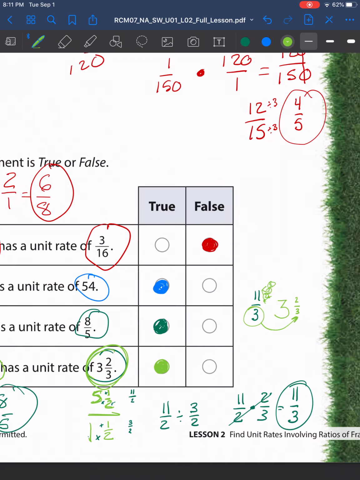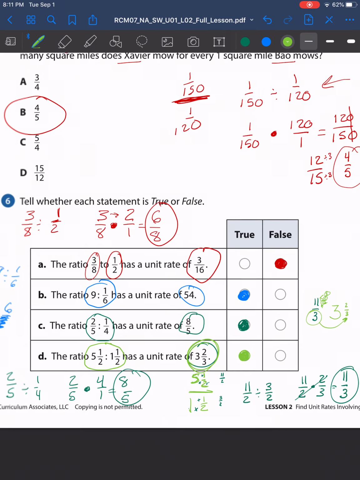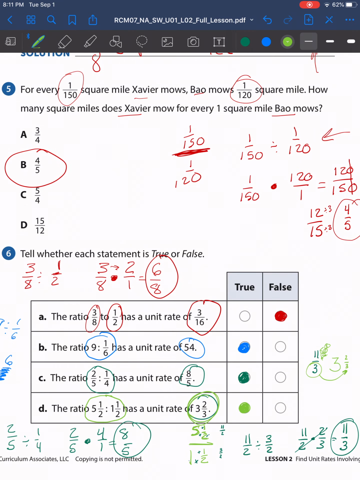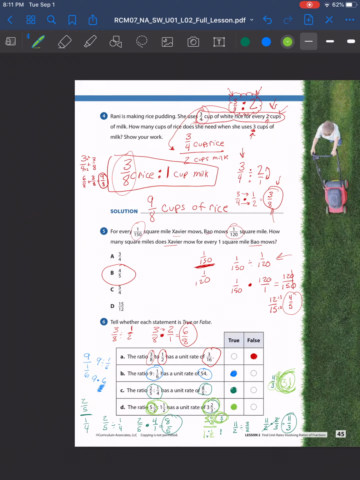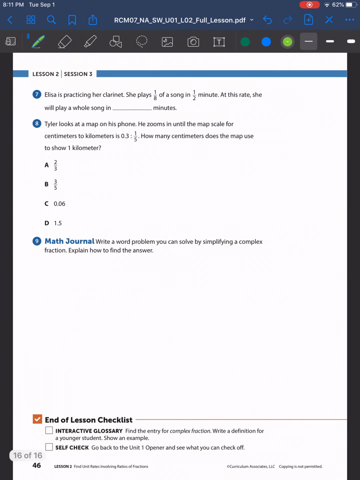So let's re-talk about that one for a second. That one was a little longer than the rest. The reason why it was a little longer than the rest is because we had to change these mixed fractions into improper fractions before we could divide. And then we had to go change it back to a mixed fraction. Okay? All right. Almost done.